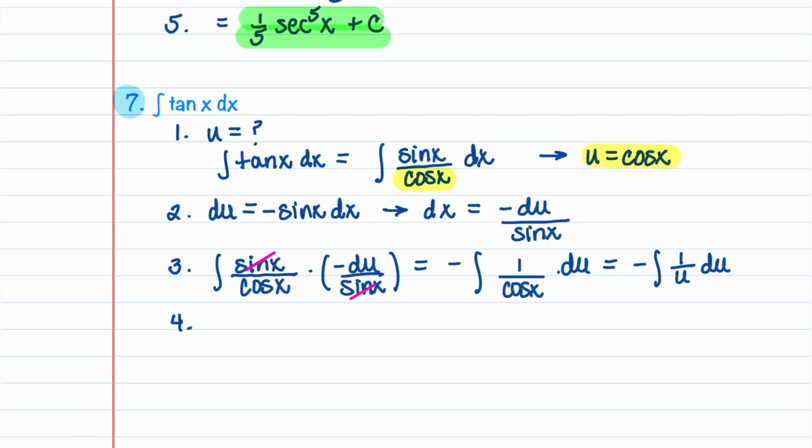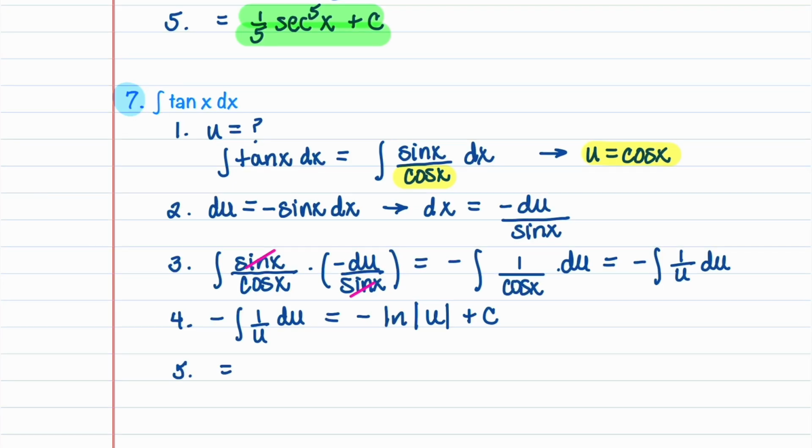Now we can go ahead and integrate that. The integral of minus 1 over u du is equal to minus the natural log of absolute value of u plus c. We can't forget to put the absolute value there. Now we can write down our answer by substituting back that u is cosine x, and this gives us minus natural log absolute value cosine x plus c.